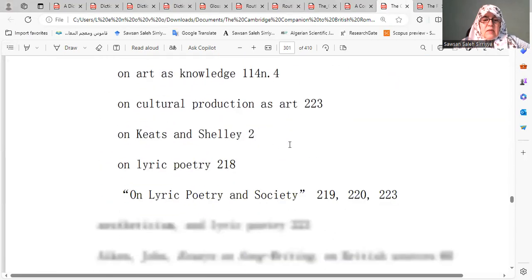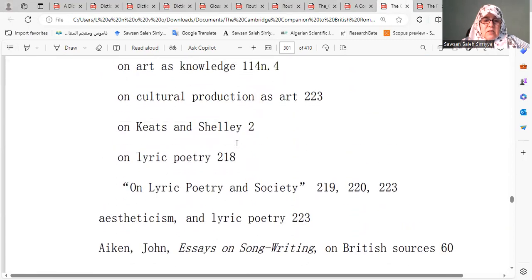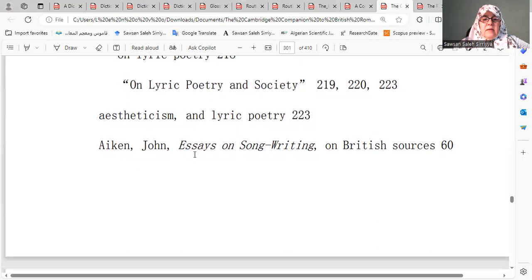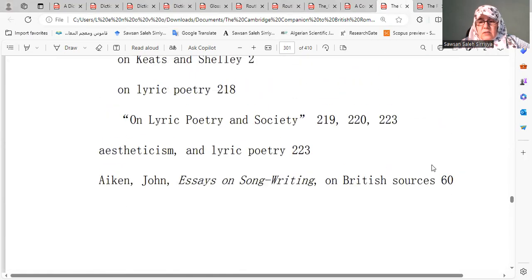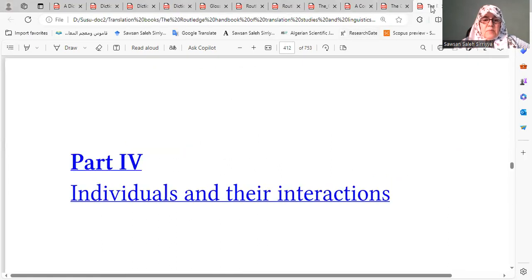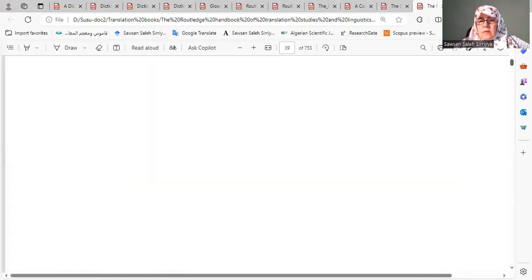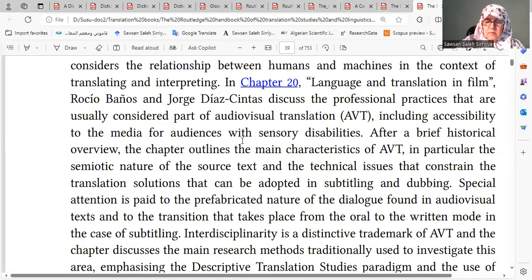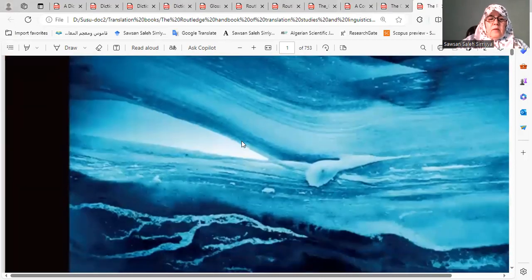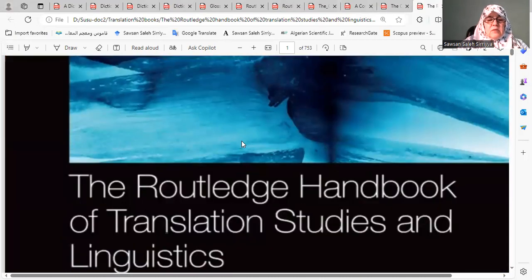Aesthetic of dialectical negation, commodity, Shelley, like here, Keats and Shelley, essays on songwriting, etc. And notice this is the page number. You can go to this page number and check this person. As you see here, this is the Routledge Handbook of Translation Studies. So here in these books, in these dictionaries, in these glossaries, in these handbooks or companions, you search for the keywords you are looking for.